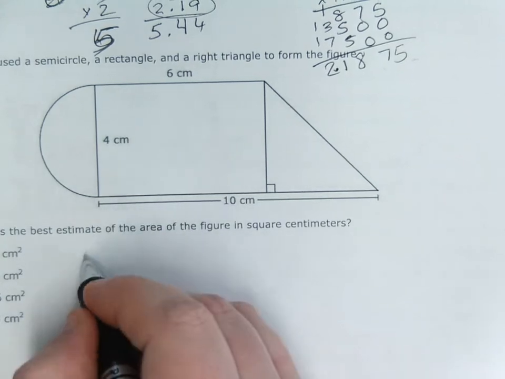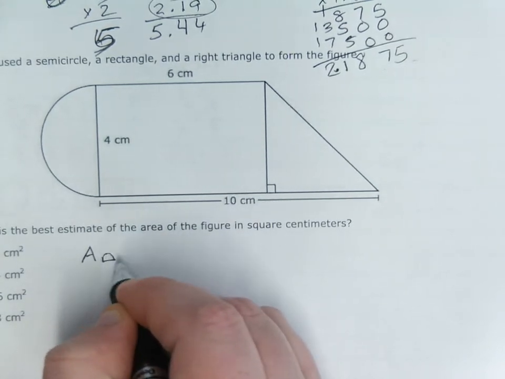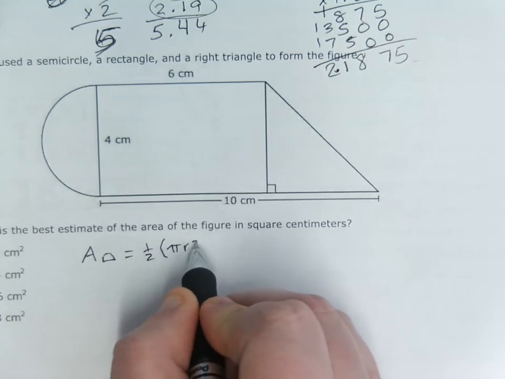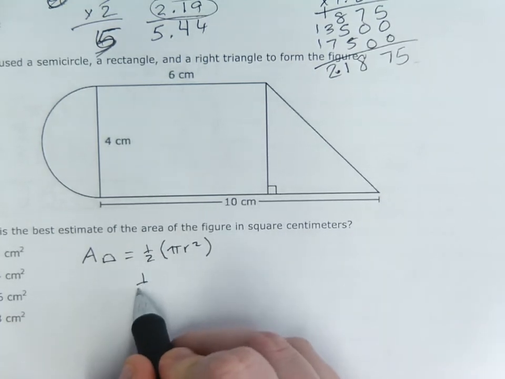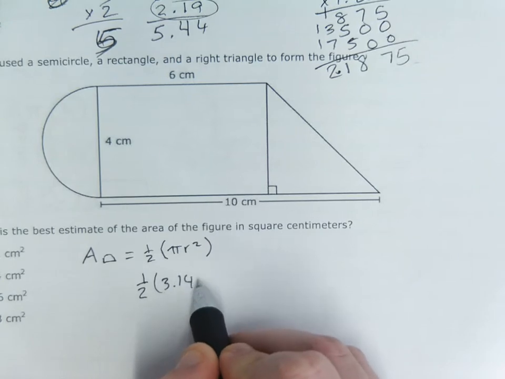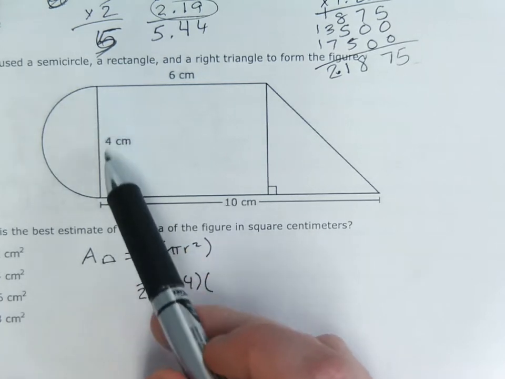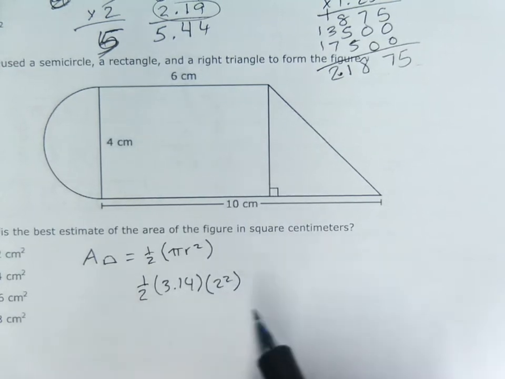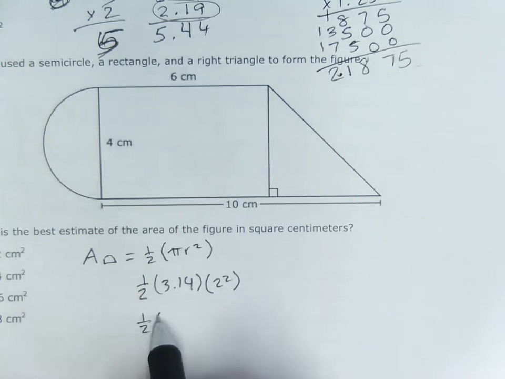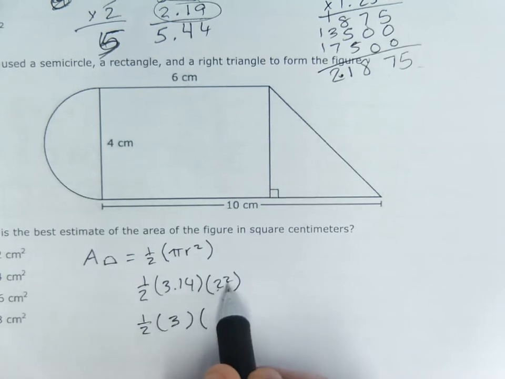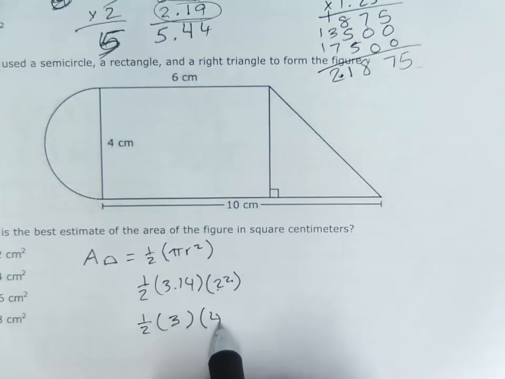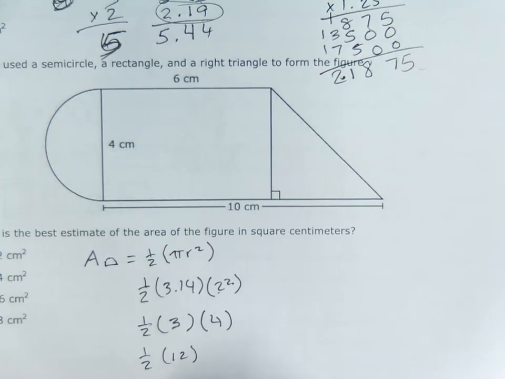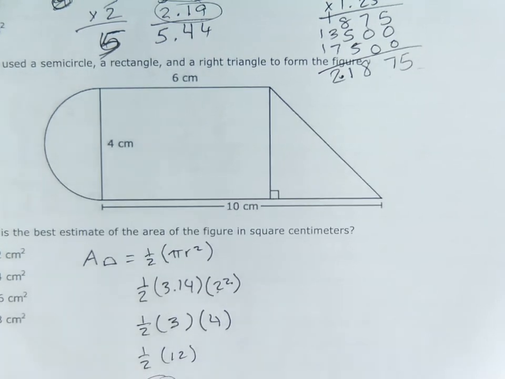So the area of the semicircle is 1/2 pi r squared. So I'm going to do 1/2 times 3.14 times my radius. If that's 4, half of it is 2, so we're going to do 2 squared. And I'm going to use 3 for pi here, so 1/2 times 3 times 2 squared, which is 2 times 2, which is 4. Then 1/2 times 12, so that would be 6. So the area of my semicircle is 6.